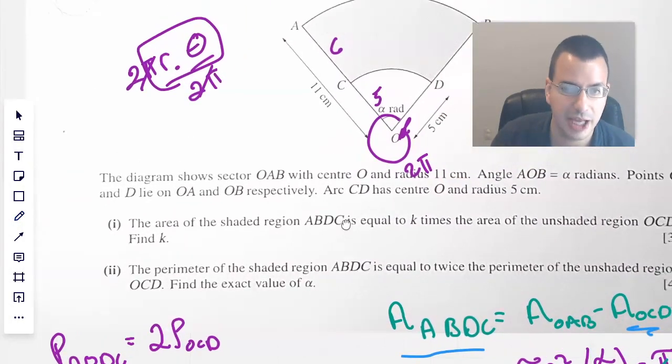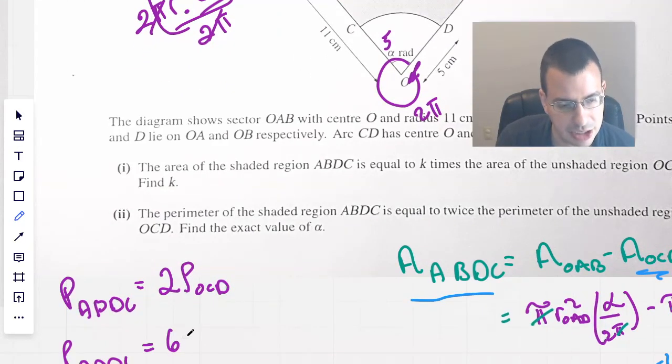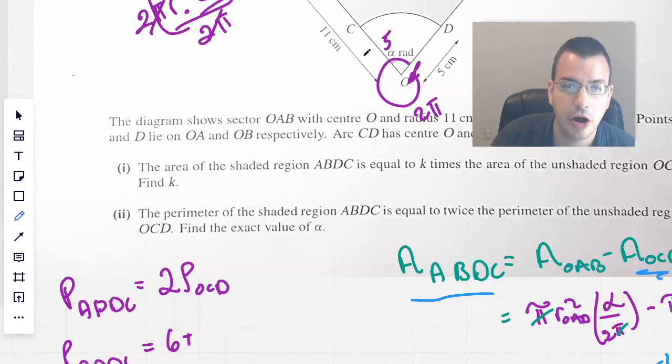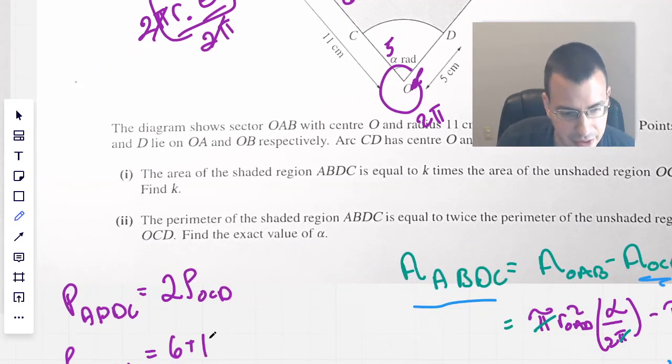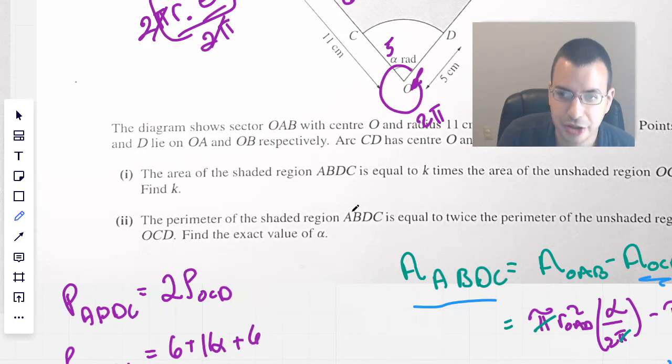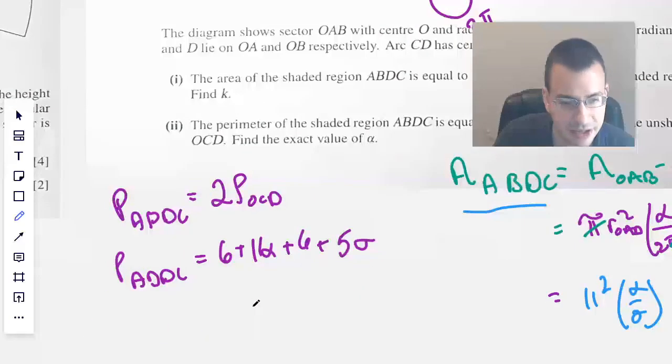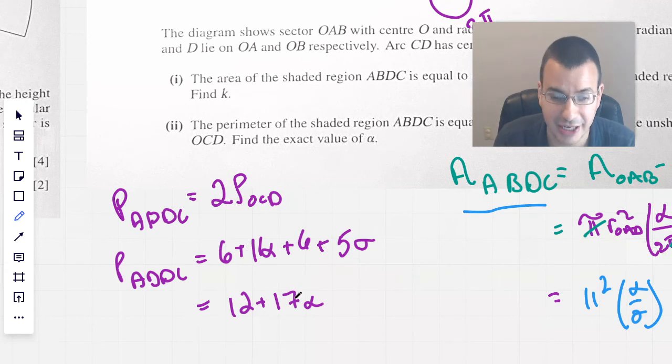So for perimeter of ABDC, we're going to start here. We're going to be 6. We do 6 plus r, which in this case is 11 times alpha, so plus 11 alpha, plus another 6 going down the other side. And then we'll have this arc length here, which is 5, because that's the radius, times alpha. Simplifying this, we have 12 plus 17 alpha. No, 16 alpha. Good catch.